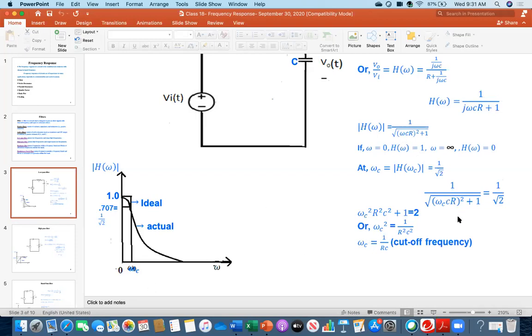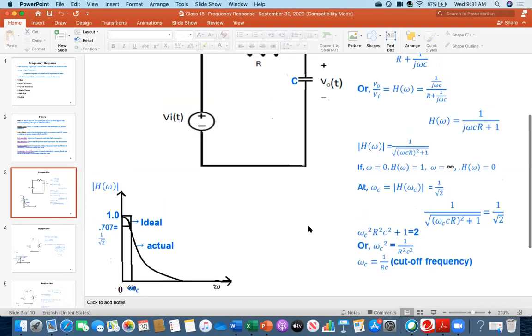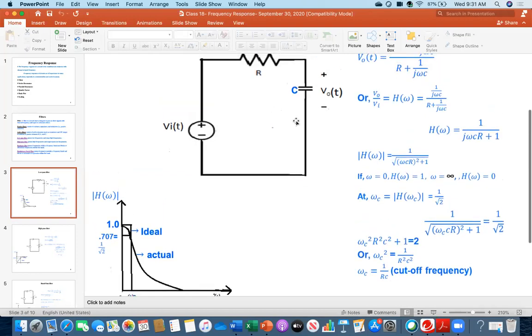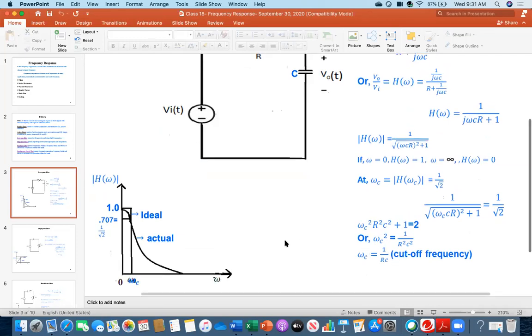So look at my calculation. I am just simplifying. I squared both sides, so it became 2, and this becomes this one. Finally, I am getting omega c equals 1 over RC. This means that for this circuit, if you know the values of R and C, whatever they are, C in microfarad or millifarad, R in ohm or kilo ohm, then 1 over RC will be the cutoff frequency.